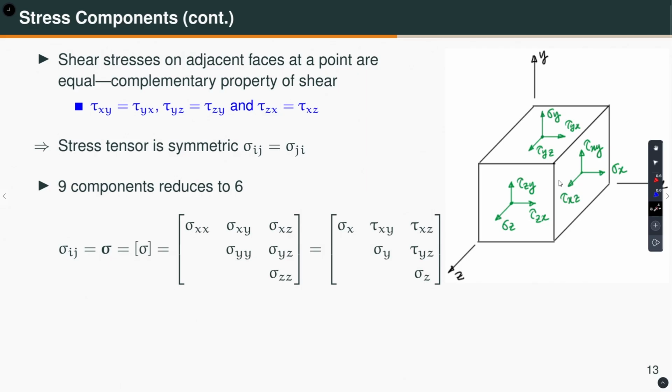So, what is the consequence? Well, we had 9 components, right. Now, the second order stress tensor becomes symmetric. So, sigma ij is equal to sigma ji. That means, instead of 9 components, we can now worry about only 6 components and I can write the second order stress tensor in matrix form like this. So, this is symmetric, right. So, we have only 6 components.